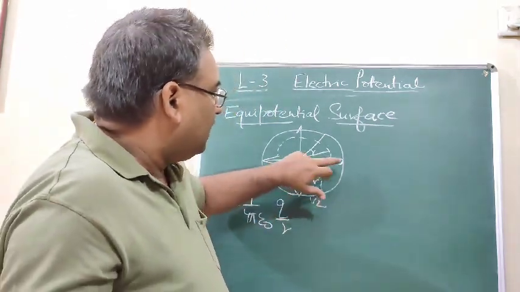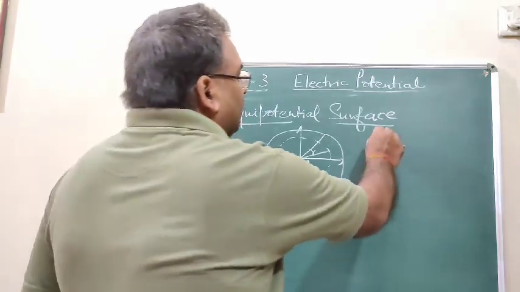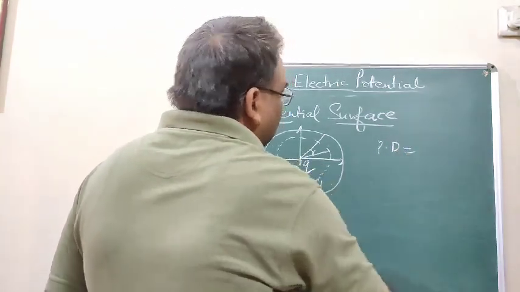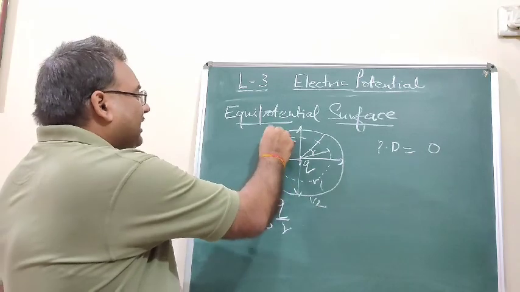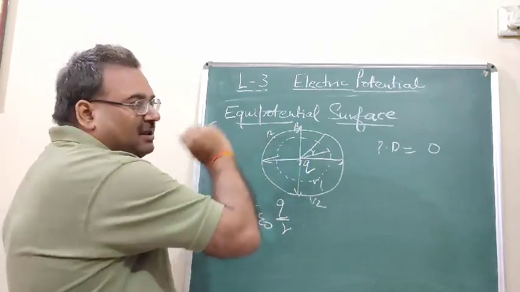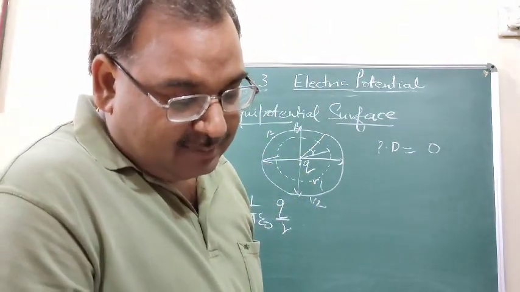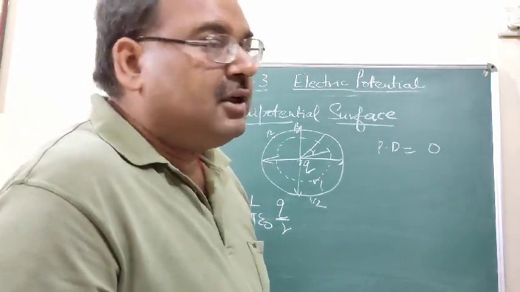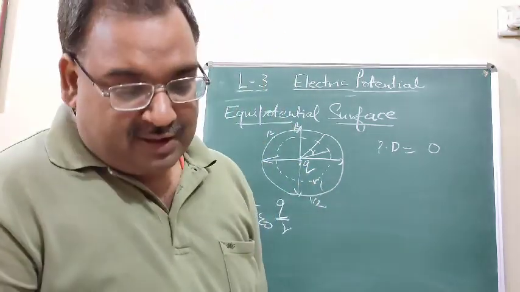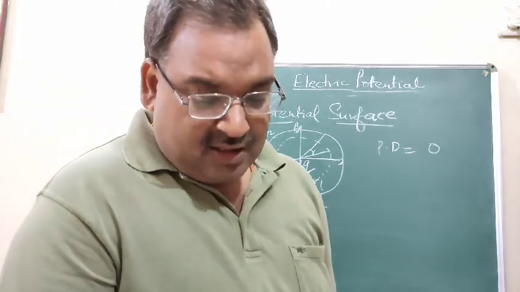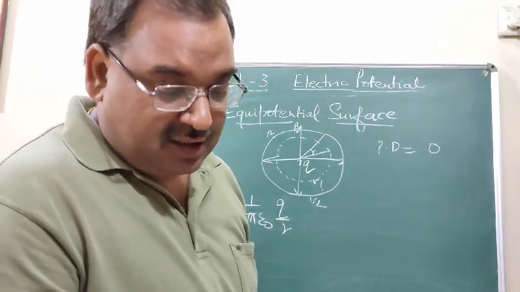Since the surface has the same potential, the potential difference between 2 points on the surface will be 0. That is very important. We take 2 points over the surface, A and B. The potential difference will be 0. This is 1 point. Potential difference between any two given points will be 0. Second, the work done in moving a charged particle from one point to another over the surface will also be 0, because there is no change in the potential.